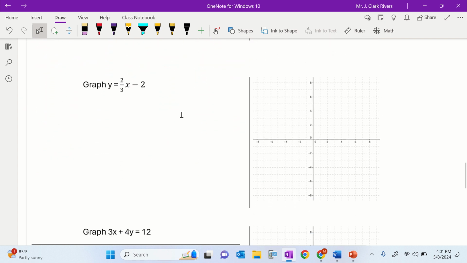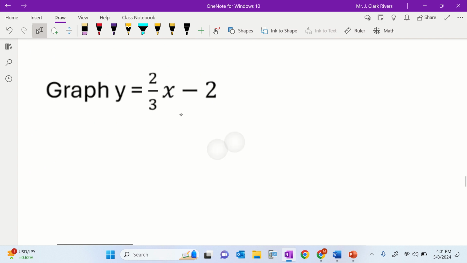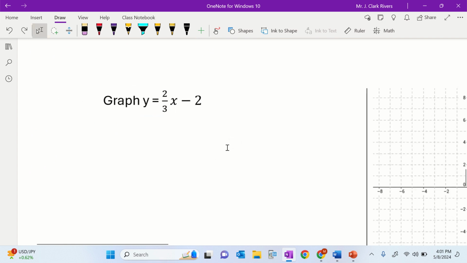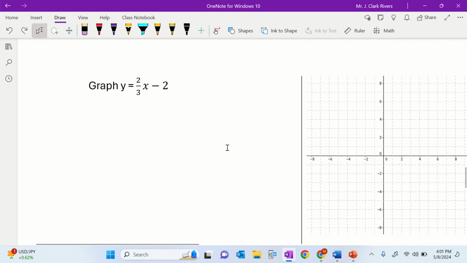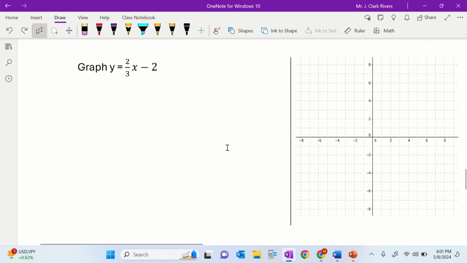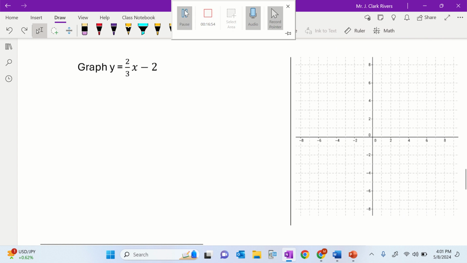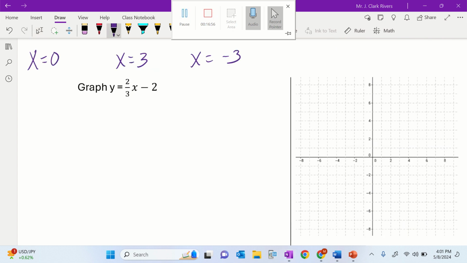All right, this one. Notice the denominator. The denominator here is 3. So let's think about multiples of 3. 3, 6, 9. You can even choose 0. So choose 3 values that are multiples of 3, find ordered pairs, and graph that line. Give it a shot. All right, so I chose x equals 0, x equals 3, and x equals negative 3. You probably didn't choose what I did, and that's okay.